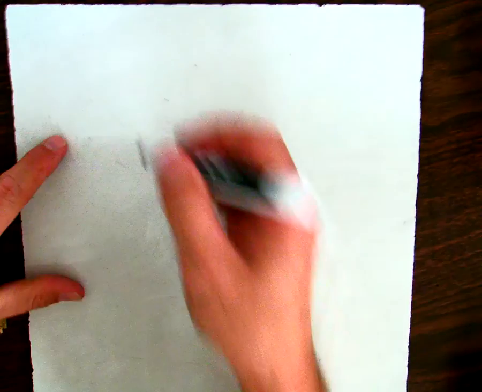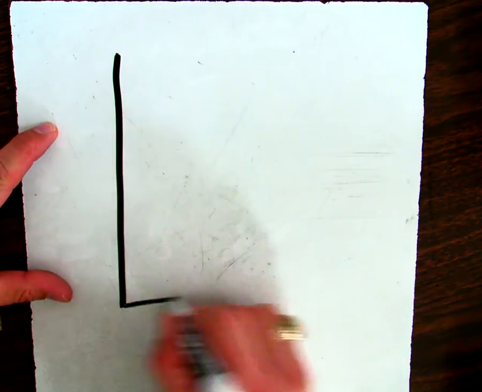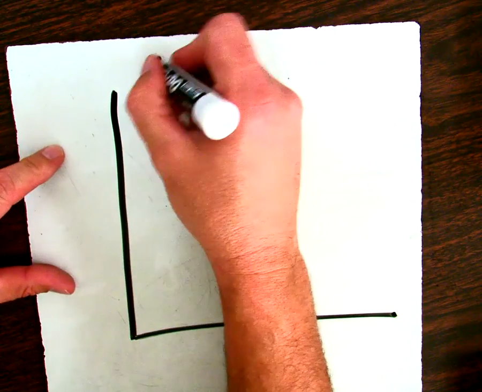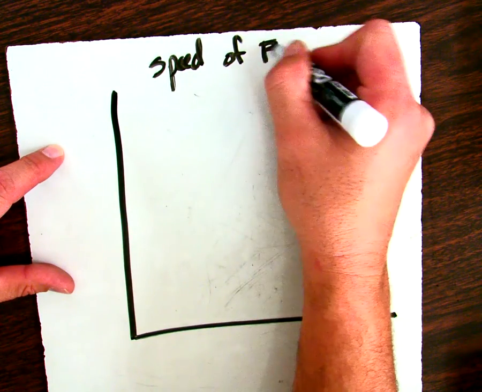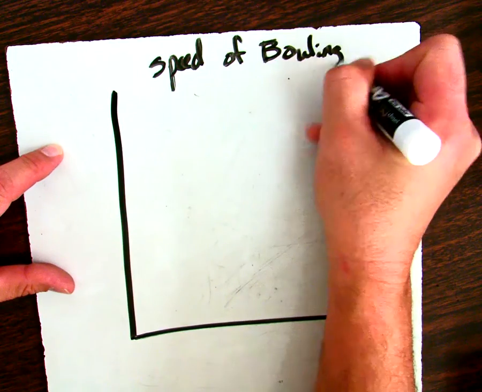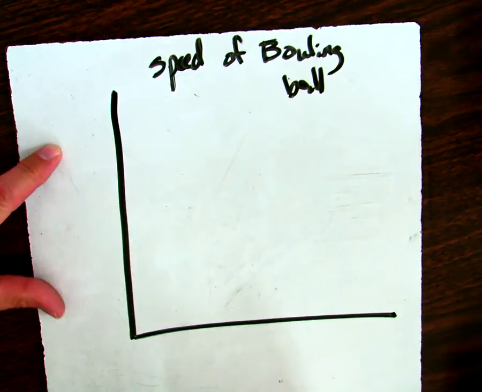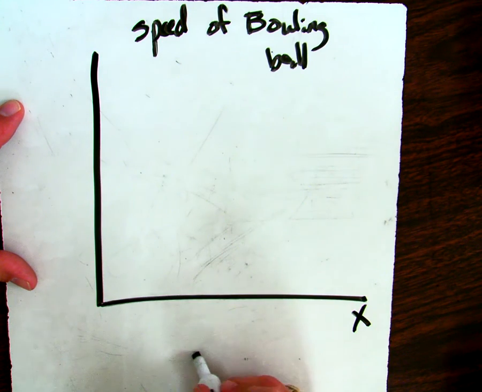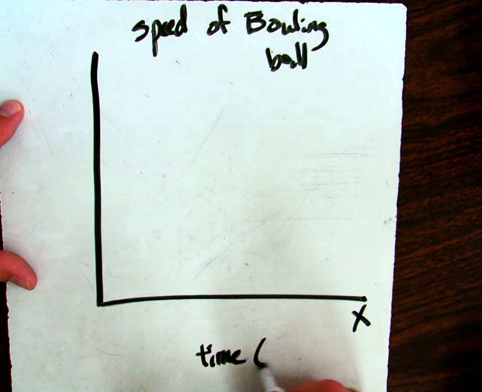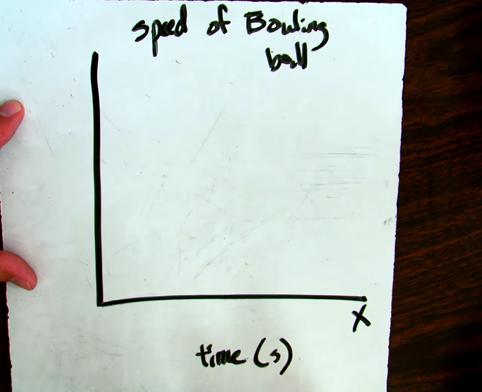All graphs will have a title, so we're going to call this the speed of our bowling ball. That way we know what we're talking about. And the next thing is we want to talk about our x-axis down here. It's going to be time. Always use a variable, label it, make sure it's clear.